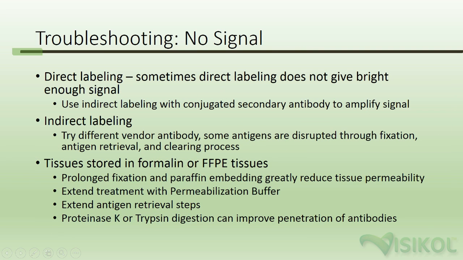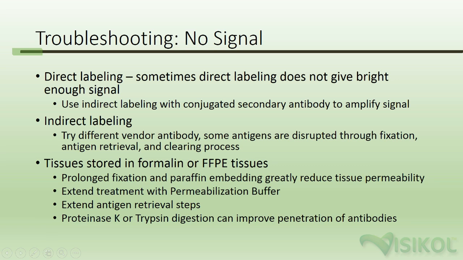What do you do if you see no signal? If you've used direct labeling, sometimes it did not give bright enough signal for three-dimensional labeling. If so, you should use indirect labeling with a conjugated secondary antibody to amplify the signal. If you've used indirect labeling, you should try a different vendor's antibody. Some antigens are disrupted through fixation, antigen retrieval, and the clearing process, and are not compatible with Visikol HISTO. Please see our website for a list of antibodies that have been validated with Visikol HISTO.